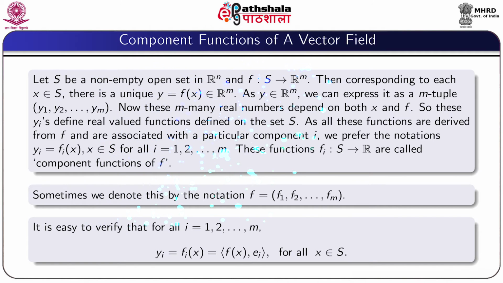Moreover, this yi defines real valued functions on the set S. As all these functions are derived from f and are associated with a particular component i, we prefer the notation yi equal to fi(x) for each x in S and for each i running from 1 to m. So, we have defined m many functions f1, f2 up to fm, all of which have domain S and codomain R. We call them component functions of f. We shall use the notation f equal to the ordered m-tuple f1, f2 up to fm. Now, how to find one particular such component? If I take the inner product of f(x) with the ith unit coordinate vector, it will give me the ith component.